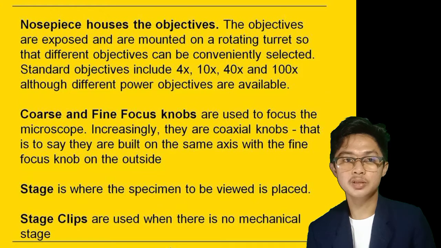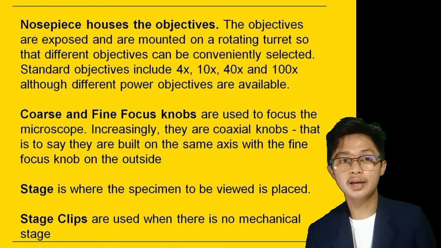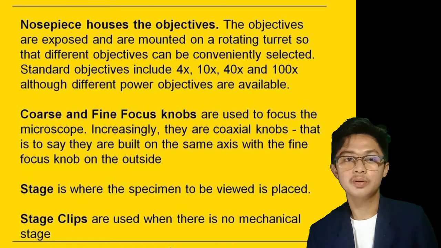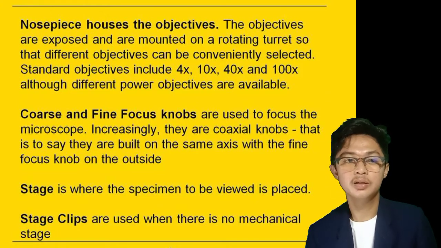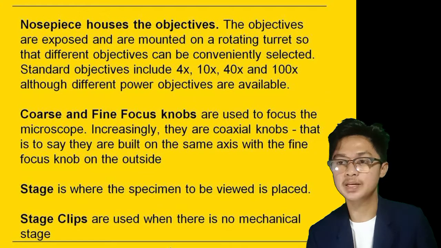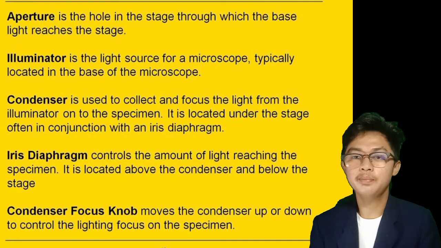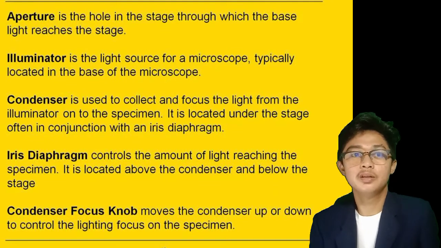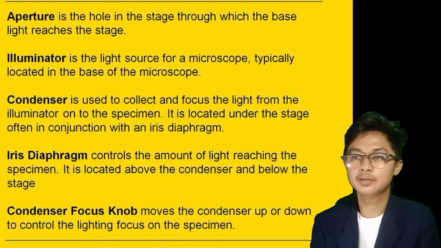Stage is where the specimen to be viewed is placed. A mechanical stage is used when working at higher magnifications where delicate movements of the specimen's light are required. For the stage clips, these are used when there is no mechanical stage. The viewer is required to move the slide manually to view different sections of the specimen. The aperture is the hole in the stage through which the base transmits light until it reaches the stage.